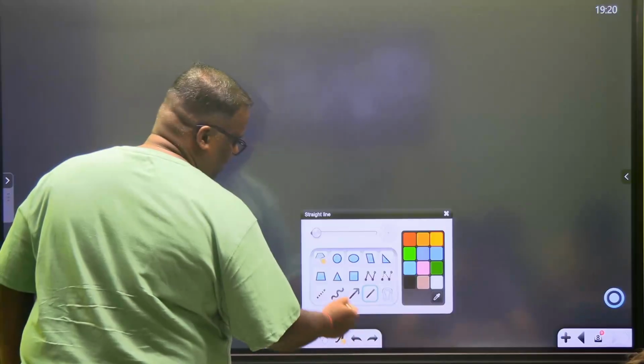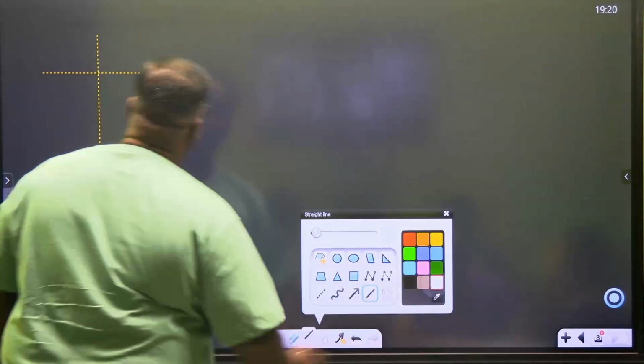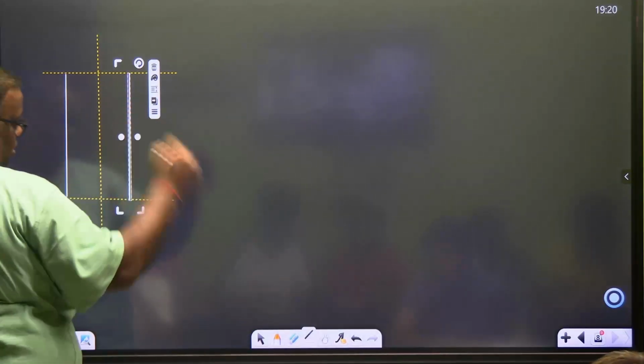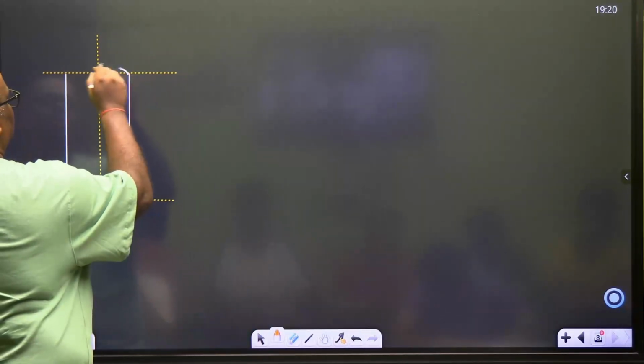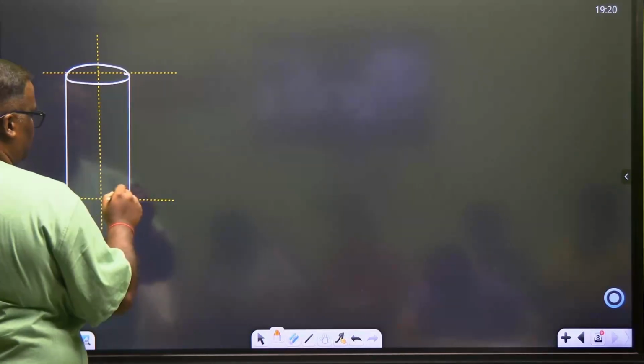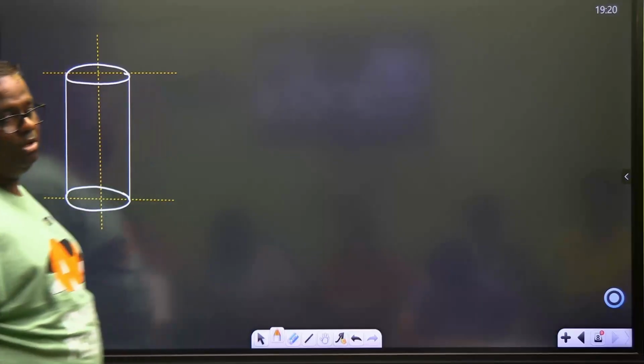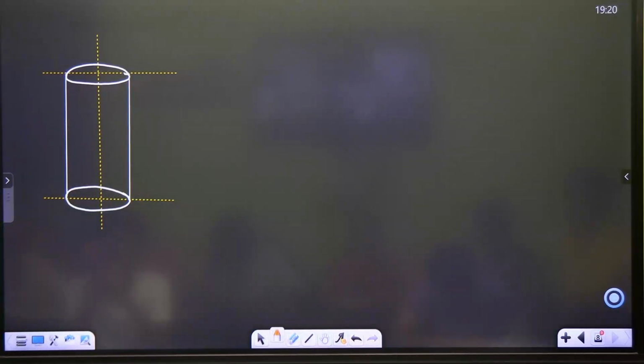So a cylinder actually is, if you go by perfect engineering drawing, then the cylinder will be like this. You have one axis, one cross at the top, one cross at the bottom. And then you will make this and you do this. This is called a right circular cylinder because the axes are actually at right angles to each other.